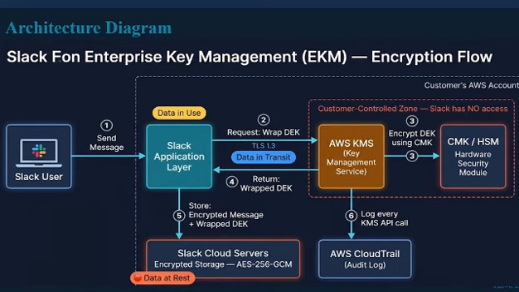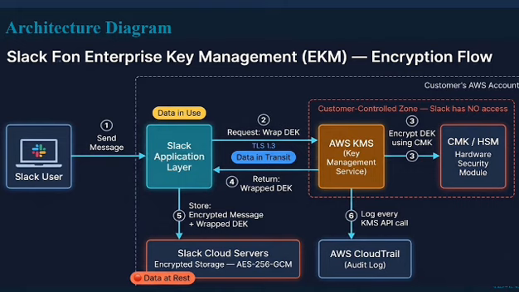AES-256 converts readable data into unreadable ciphertext using a 256-bit symmetric key. The GCM mode additionally ensures that if anyone tries to modify the encrypted data, the tampering can be detected immediately. Now, instead of storing the DEK directly, Slack protects it using another higher-level encryption key called the customer master key, or CMK.